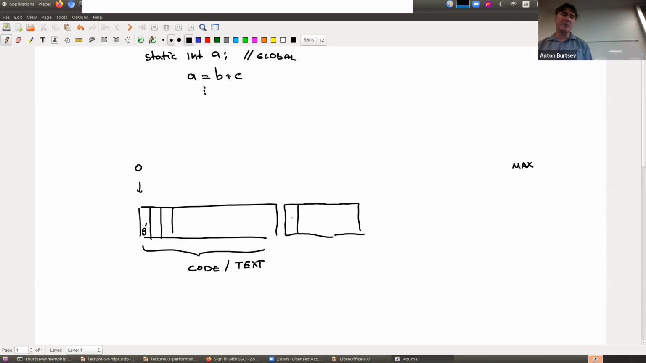And say that this is where the A will be sitting. And imagine each box has 4 bytes, right? So A will be sitting here. If I have more variables like B and C, they will be sitting somewhere here. And this is some address. Let's call it A, for example.